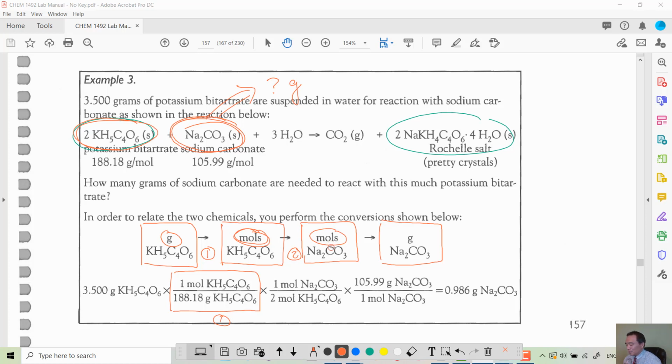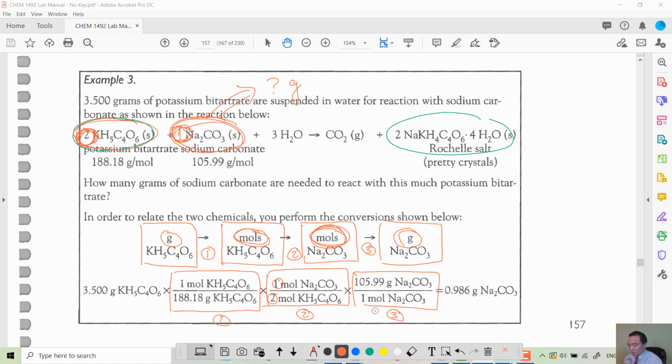It's based on the balanced chemical reaction. So when you look at this chemical reaction, this is 2 moles versus 1 mole. That's why you have 2 and 1 over here. For your step 2, that's the molar ratio, which you read from the balanced chemical reaction. For your last step, you are converting moles to grams. That's the molar mass relationship. So the whole procedure is very, very similar.